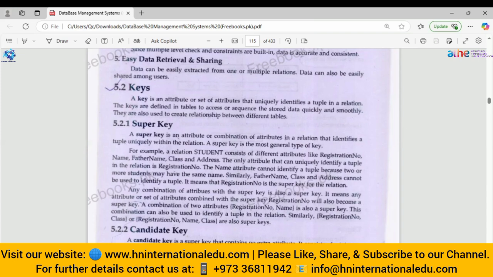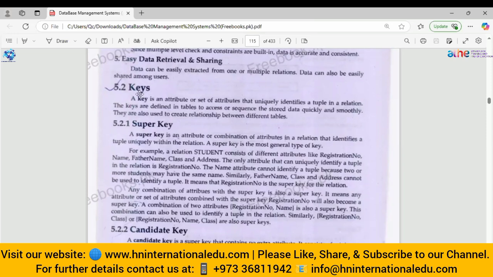Now what is a super key? Super keys are the attributes that can uniquely identify the complete row. For example, you are a student. If I have your registration number, then through your registration number, I can also know your name, your father's name, your class, your address. So this is how these things help. So what is a super key? A type of attribute that can uniquely identify the other columns. So that is a super key.